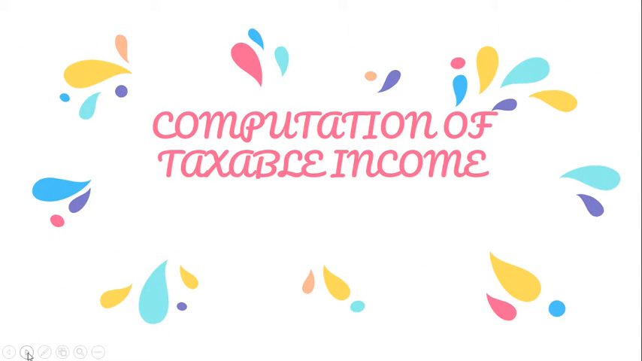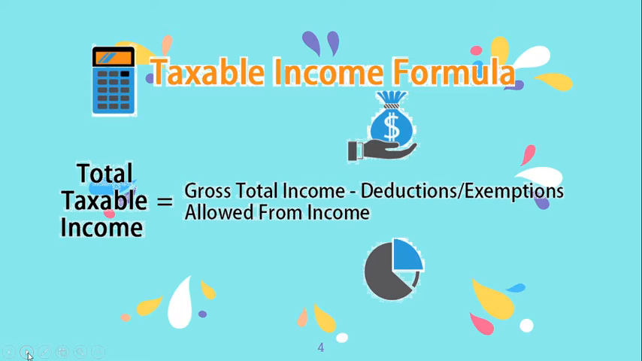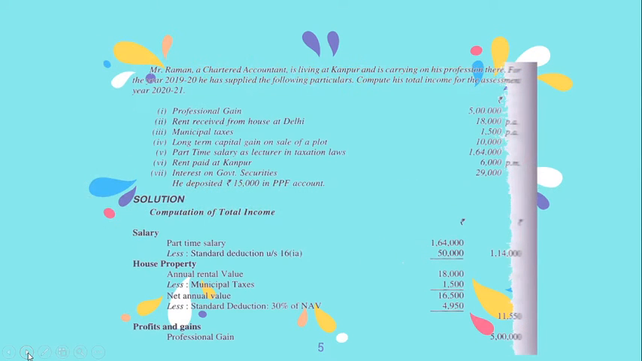Today we would be seeing the computation of taxable income. We've already seen how to find the total income. Now it is going to be the taxable income. Taxable income is nothing but gross total income minus all deductions and exemptions allowed from the income. That is the total taxable income. If you have this formula in mind, you can easily get into the question.